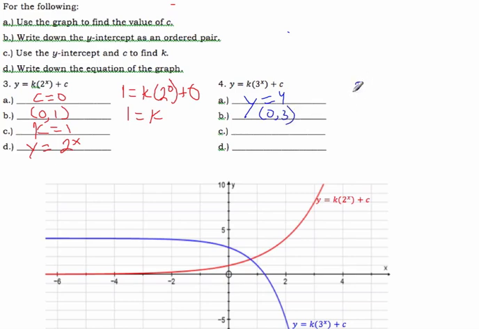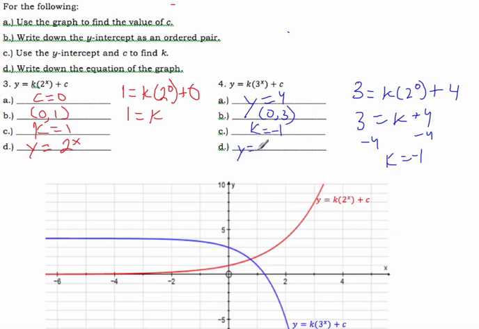So 3 is the y-intercept, so 3 equals k times 2 to the power of 0 plus the c value, which is 4. So 3 equals, that's just 1, so k plus 4. Subtracting 4, we get k equals -1. And writing the equation now, we have y equals -1 times 3 to the power of x plus 4. Oops, the first one should be c equals 4, yeah. Okay, so there's the equations.